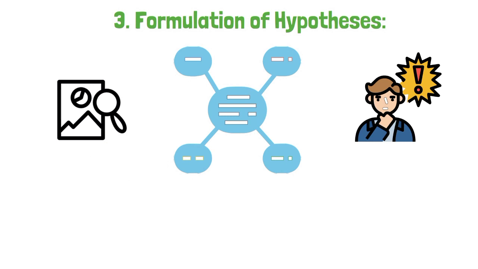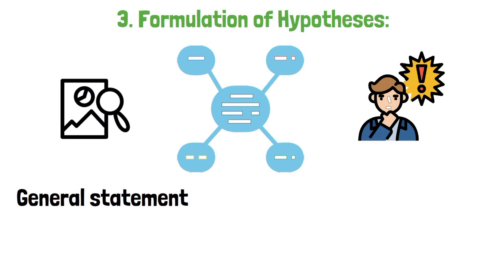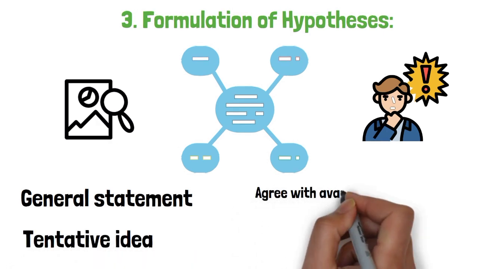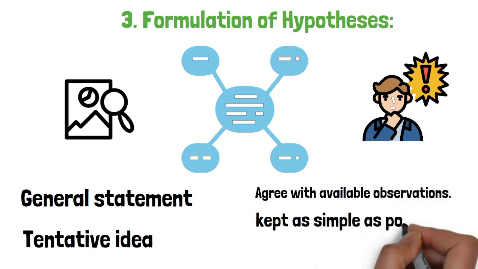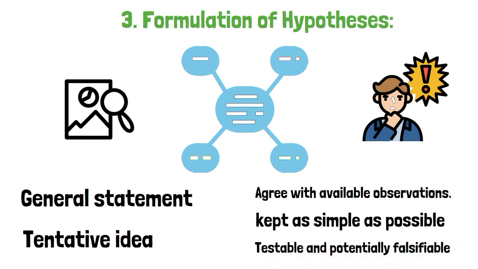A hypothesis should have the following characteristics. It should be a general statement. It should be a tentative idea. It should agree with available observations. It should be kept as simple as possible. It should be testable and potentially falsifiable. In other words, there should be a way to show the hypothesis is false, a way to disprove the hypothesis.